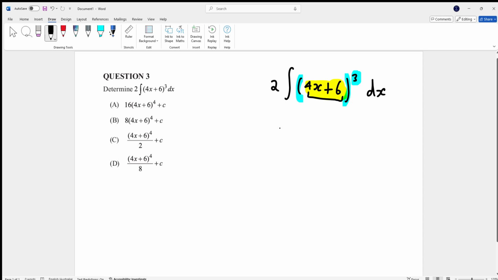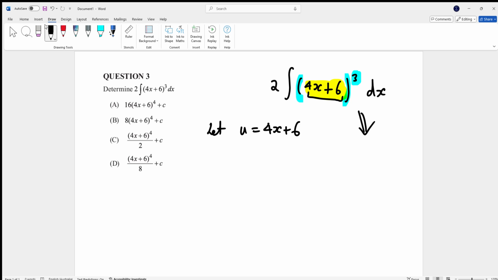So what we pick is our inside function to be u. Just clarifying, that first method I showed does work. This is another method here. So here we'll go, let u equal 4x plus 6. We're going to transform that integral into something easier to do.